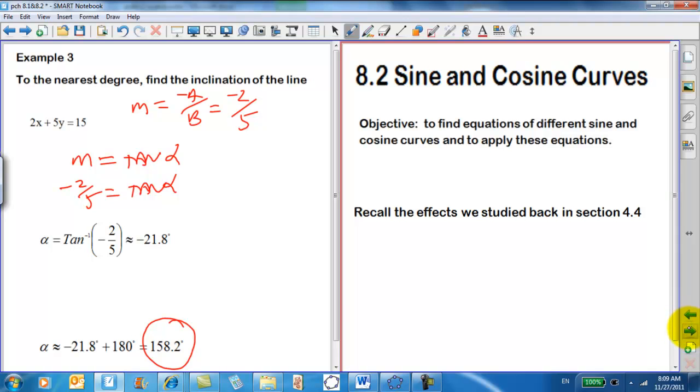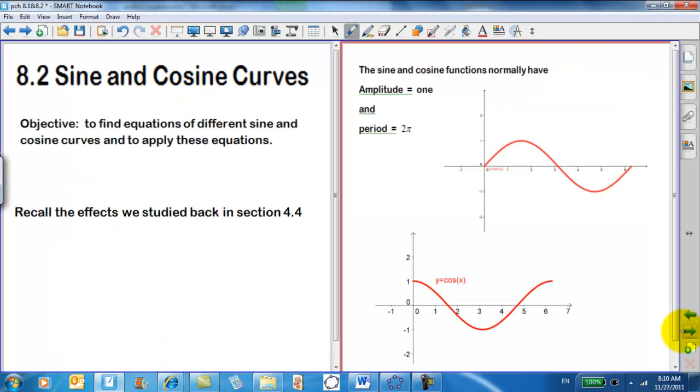Now let's go on to 8.2, sine and cosine curves: to find equations of different sine and cosine curves and apply these equations. Let's recall the effects we studied back in 4.4. If we start from our basic sine function, usually we would graph this from 0 to 2 pi, so let's review the key points on the sine wave. Halfway through is pi, where we hit 0 again, and you get a peak at pi over 2 and a nadir at 3 pi over 2.